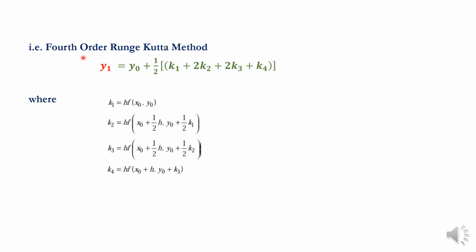That is, the fourth order Runge-Kutta method is y1 = y0 + 1/6 (k1 + 2k2 + 2k3 + k4), where k1 = h f(x0, y0), k2 = h f(x0 + h/2, y0 + k1/2), k3 = h f(x0 + h/2, y0 + k2/2), and k4 = h f(x0 + h, y0 + k3).